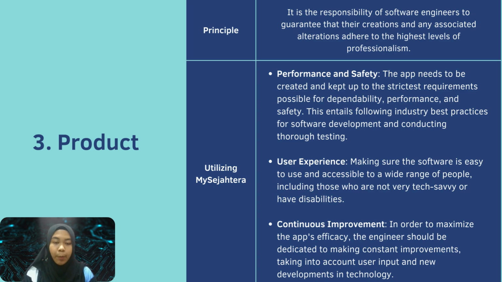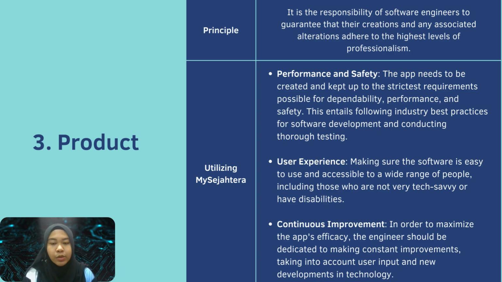Next, the third one is product. So what is the principle of product? It is the responsibility of software engineers to guarantee that their creations and any associated alterations adhere to the highest levels of professionalism. So how does the product utilize MySejahtera? In the aspect of performance and safety, the app needs to be created and kept up to the strictest requirements possible for dependability, performance and safety. This entails following industry-based best practices for software development and conducting thorough testing.